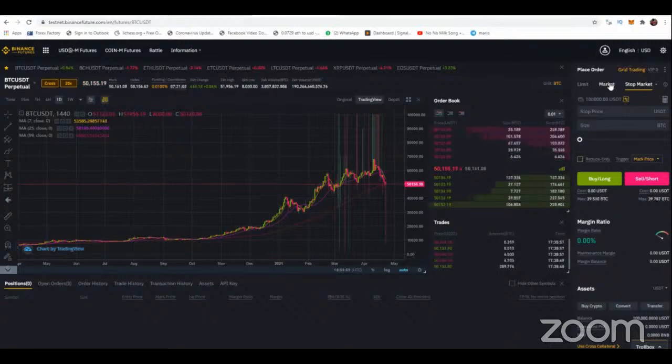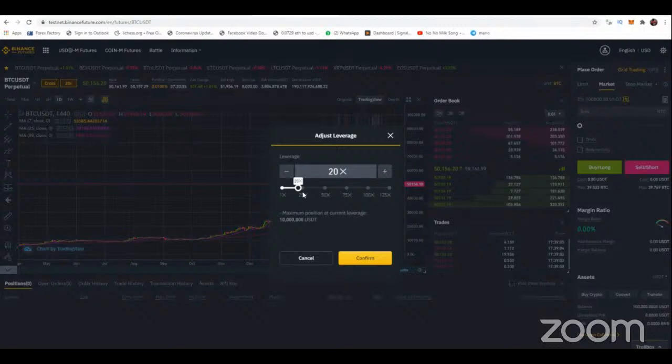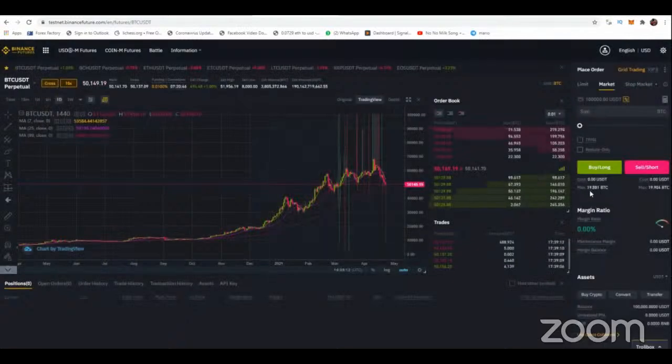So first, let us start with a market order, which is quite the simplest one, and let us adjust our leverage. I think 20x is not bad, but for the sake of mathematics, let's leave it as 10. And the information you have right here is that we can buy about 19.8 Bitcoin, roughly 20 Bitcoin.